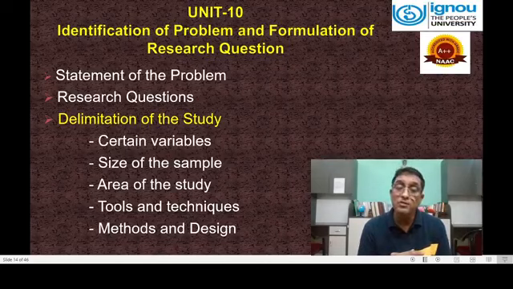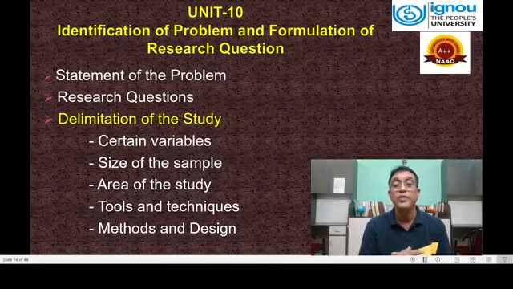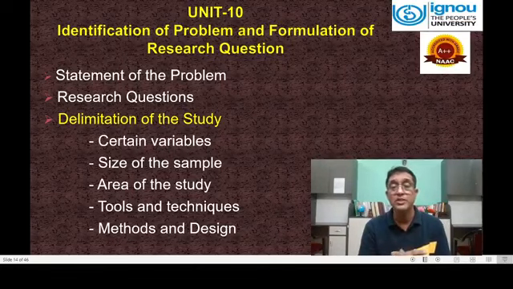For your master's dissertation or for a small research, many a time it is not possible to conduct the study taking the entire unit, that means the entire secondary teachers of a district or of a state. So that's why you have to delimit it. You have to delimit it so far as the size of the sample is concerned. So you can delimit in terms of a certain percentage.